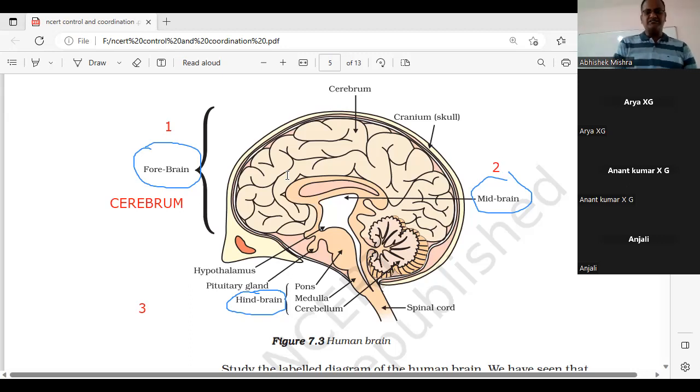The next part is the midbrain. The midbrain is the smallest part of the human brain. Now, students, what is the function of the midbrain? Before discussing the function of the midbrain, let me ask you one very common situation I'm providing you. You tell me what you will do in that situation.